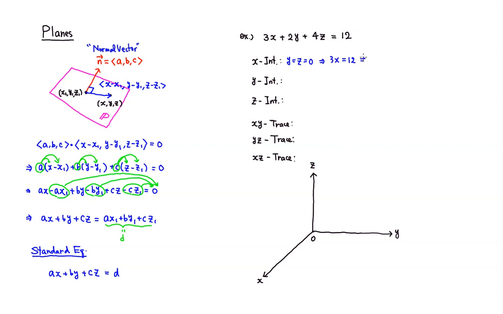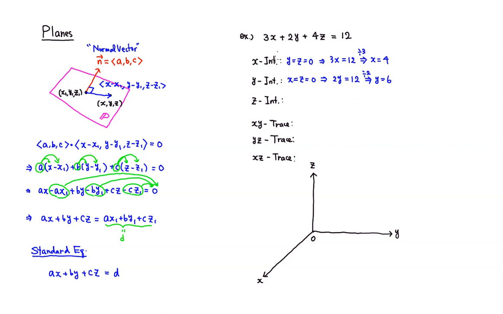So we can simply divide through by 3 to isolate x. So the x-intercept is 4, right? And if you're looking for the y-intercept, we set the other two, x and z, equal to 0. Then the first term and third term are 0, so you're just going to get that 2y is equal to 12. And then we can just divide through by 2 to get y equals 6.